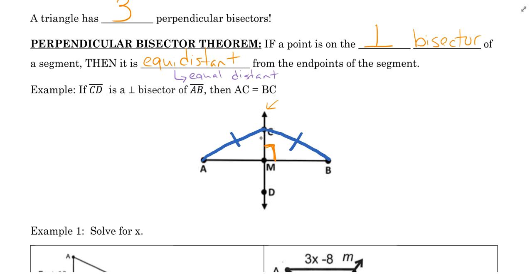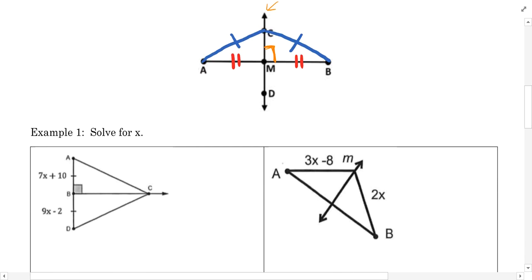And if we're talking about transformations, what would make that true? It would be a reflection. We would see that AC could be reflected across the perpendicular bisector to map onto BC. Now we also know, because it's a bisector, that AM is going to be congruent to BM. So let's put this into use.